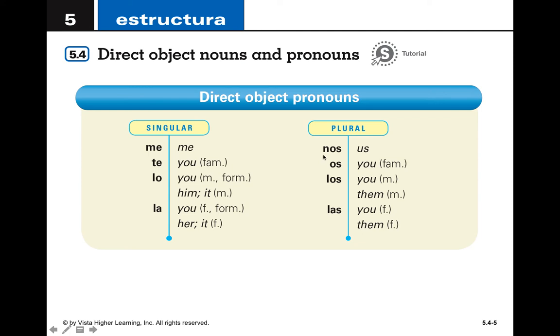And then over here, plural, nos. We can forget about the os, right, because that's for vosotros. So nos, los, and las. Right, so nos is us, you, them. You, them here with los as if there's a male present, las if it's only a group of females.